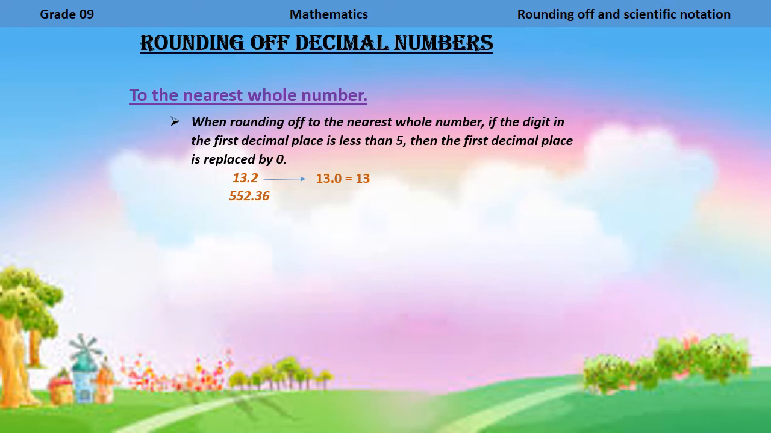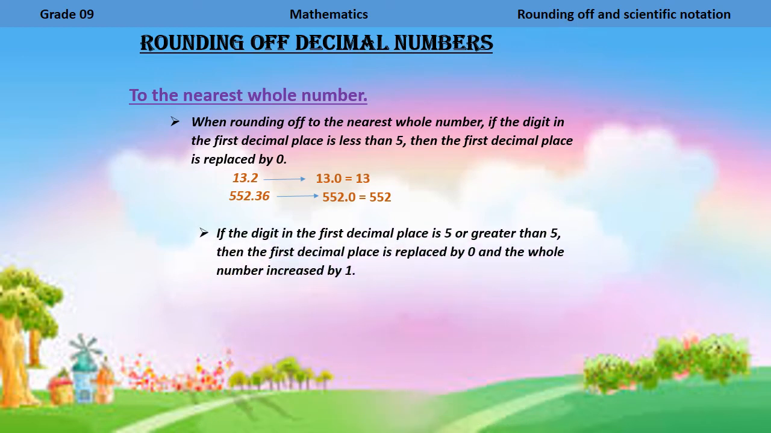552.36. Here the first decimal place is 3. So we have to replace it by 0. Then answer is 552.0, equal to 552.